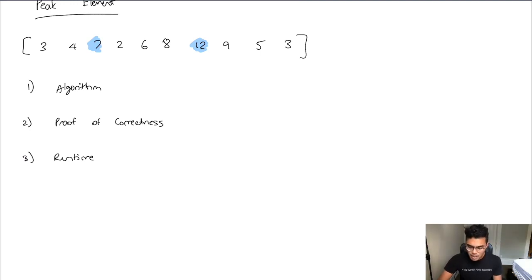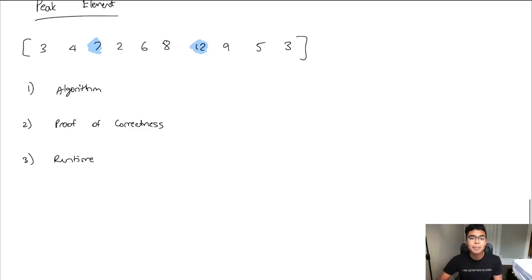To cover a couple ground rules of this problem, if this array was in increasing order, then the very last element, the corner element, would be a peak element. If the array was in decreasing order, then the very first element would be a peak element. And then last but not least, if all of my numbers are the same, so all 2 or all 5, then every element here is a peak element.